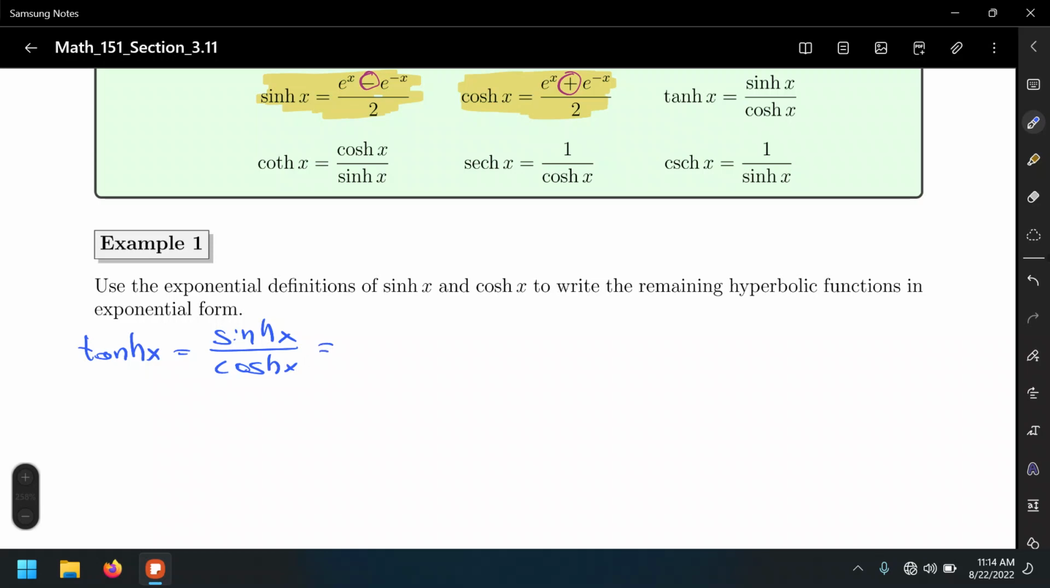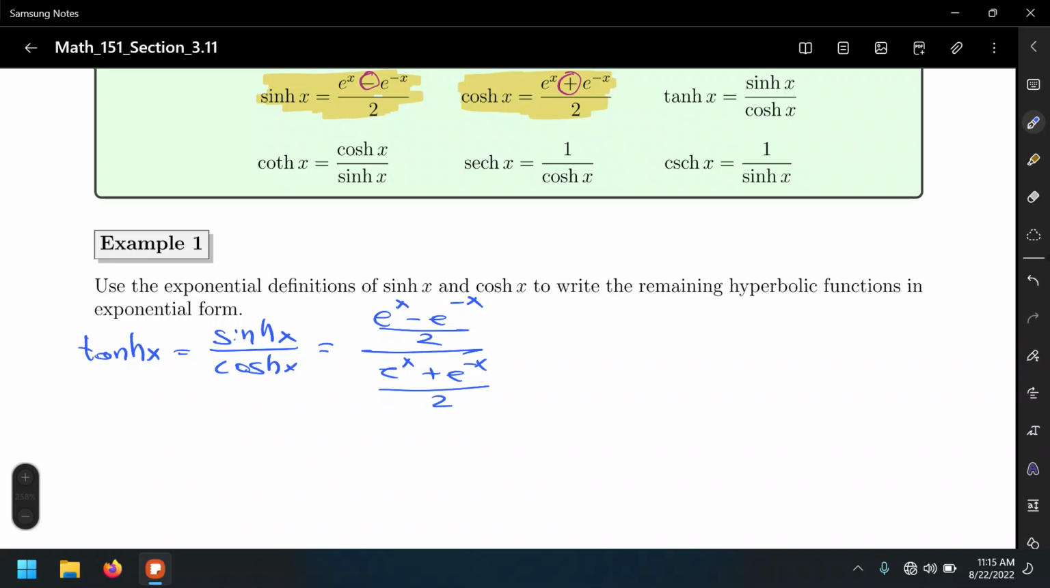Well, so let's replace sinh and cosh with their corresponding definitions in terms of exponentials, the ones I have highlighted here in the definition box. So let's go ahead: e to the x minus e to the negative x. Again, recall that the sinh function is the one that has a negative sign in between, and the cosh function is the one that has a plus sign in between.